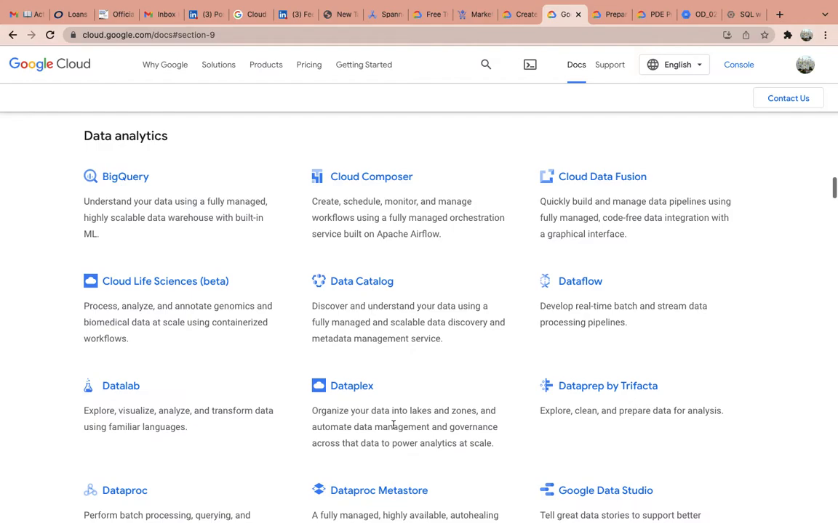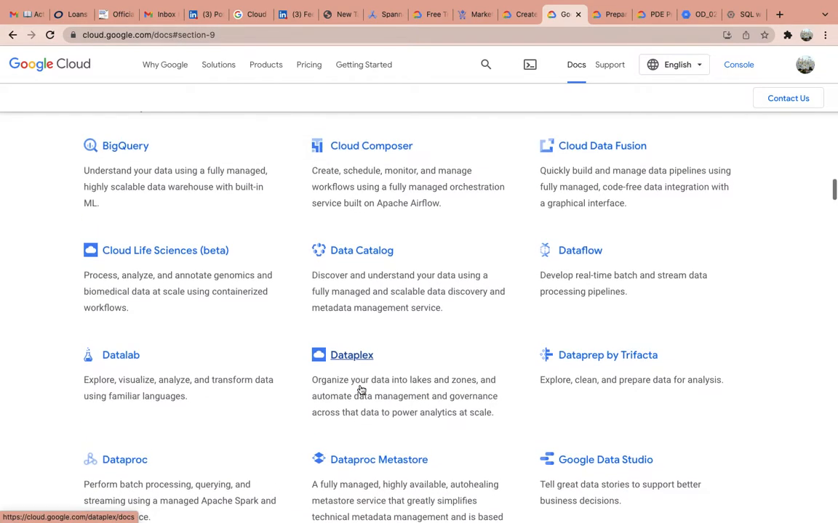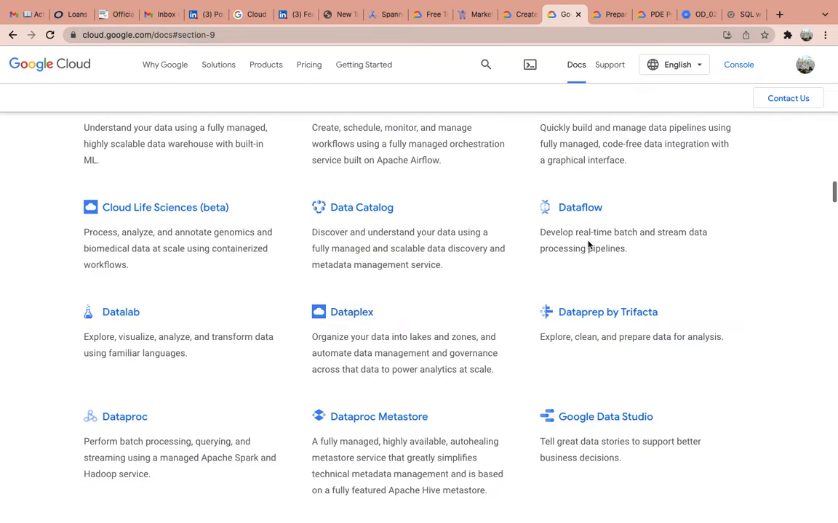The other one I want to mention is, there are so many here, but I think if you know at least three of them, which would definitely be BigQuery, Dataproc, and Dataflow. Now you should definitely know the difference between Dataproc and Dataflow. Dataflow is for developing real-time batch or stream data processing pipelines. Dataproc performs batch processing only, and it's for querying and streaming using a managed Spark and Hadoop service.